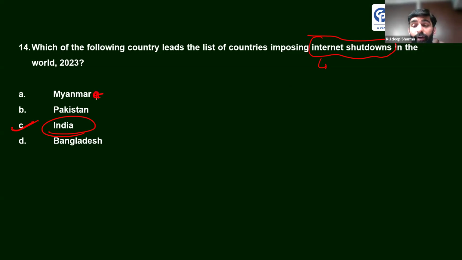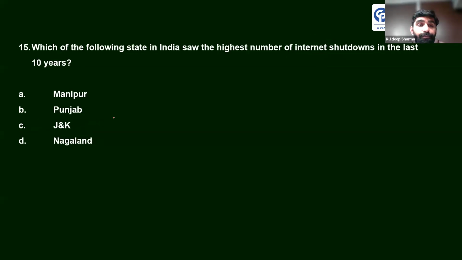For example, if a shutdown has started now and continued for, let's say, 6, 7, 8 months, then the answer will be Myanmar. However, when it comes to the number of internet shutdowns in different regions of the world, the answer would be India as the country with the most number of shutdowns.